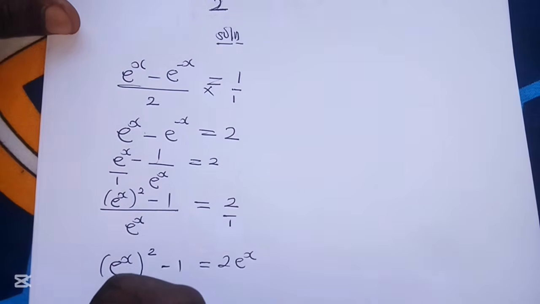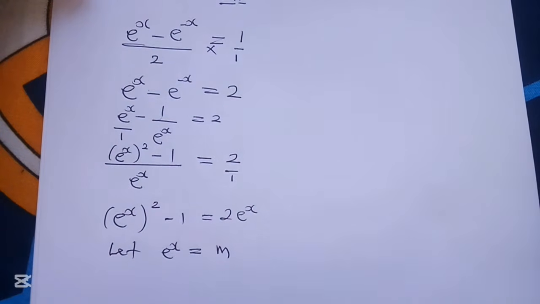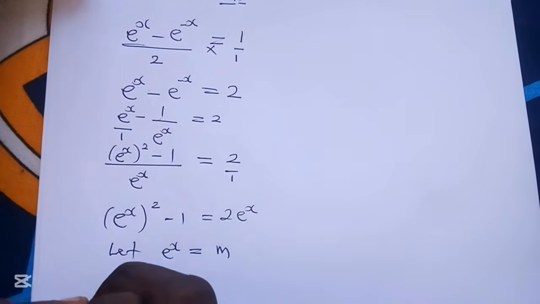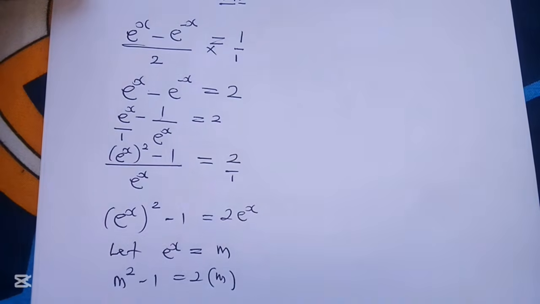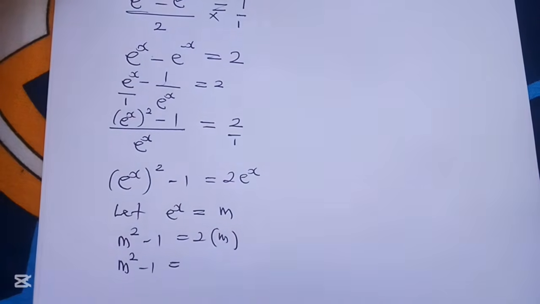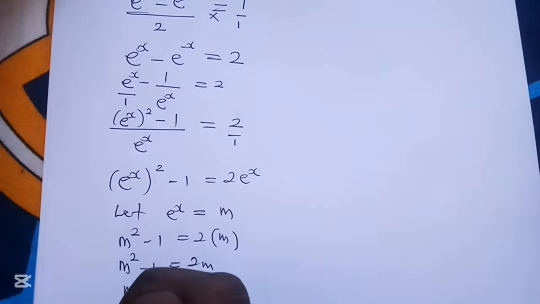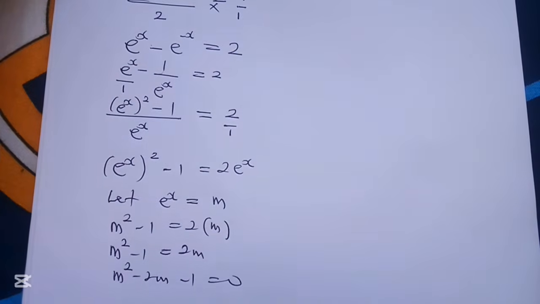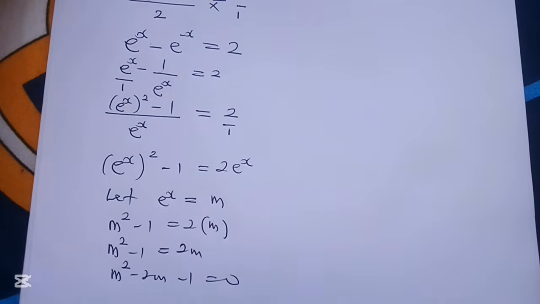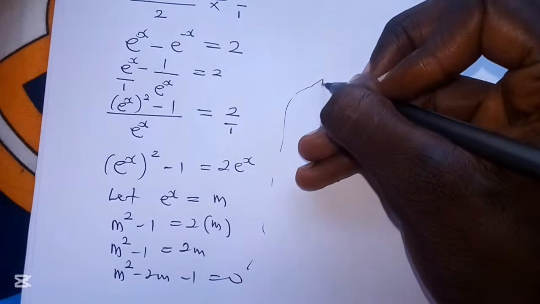We can say let e raised to the power x become m. Now from this, what are we to do? We substitute. We say m squared minus 1 is equal to 2 into m, because we already let e raised to the power x be m. Now we have m squared minus 2m minus 1 equals 0. Now from this point, this is a quadratic equation. Let's continue from this point for better understanding.